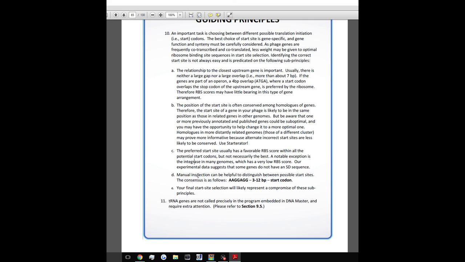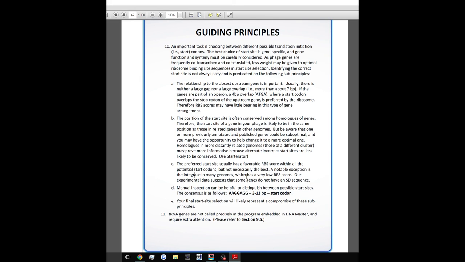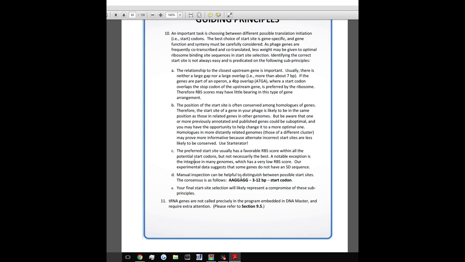D, manual inspection can be helpful to distinguish between possible start sites. And E, your final start site selection will likely represent a compromise of these sub-principles. So you will have to keep all of these into account. Choosing the start site is one of the most important things of the phage annotation process. It is probably the most critical part in terms of thinking. You spend a lot of time doing this out of the whole annotation process. This is really where you want to sit down and think about things and really decide where the start sites are for each and every one of your genes.